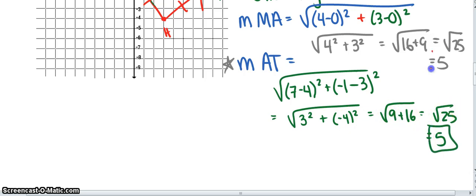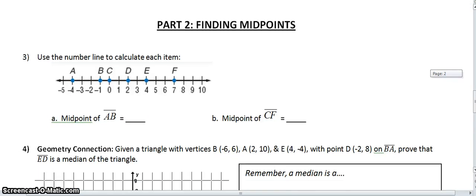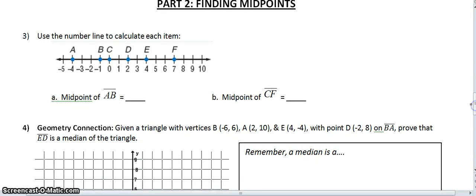So these sides are congruent. You would need to do the other two, but it's pretty safe to say that this is a square. And so you can use the distance formula to calculate lengths to confirm shape properties. And you can also use the midpoint formula to do the same kind of thing.